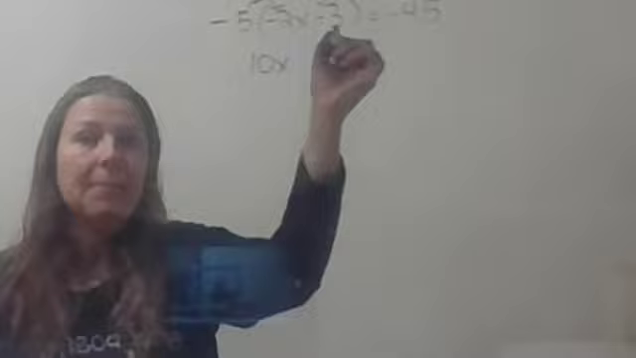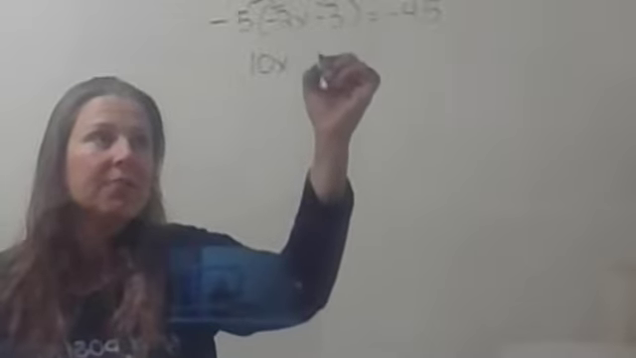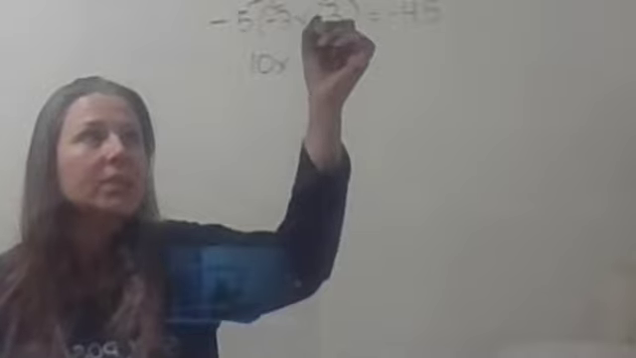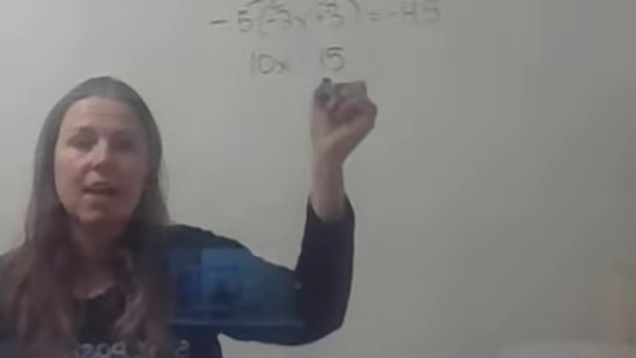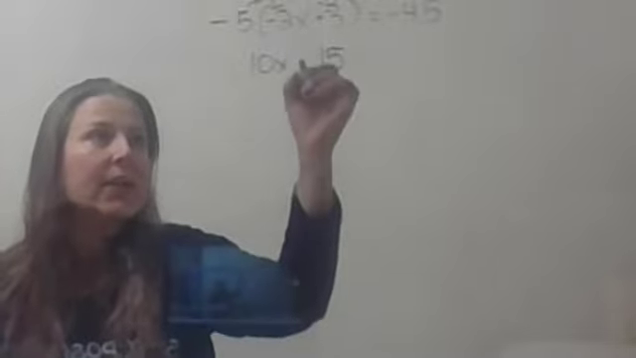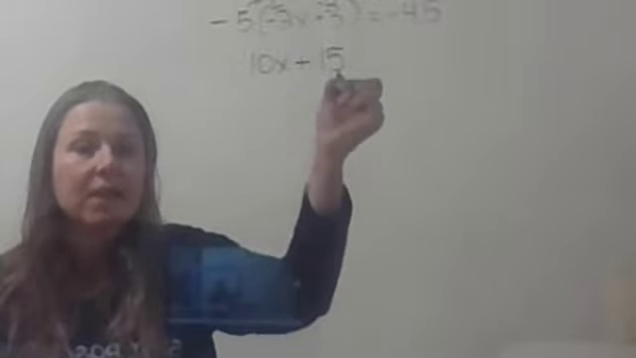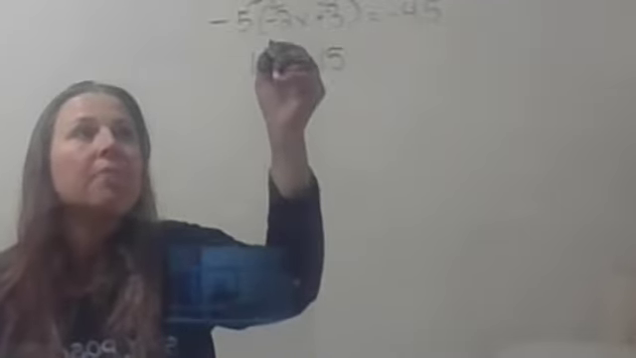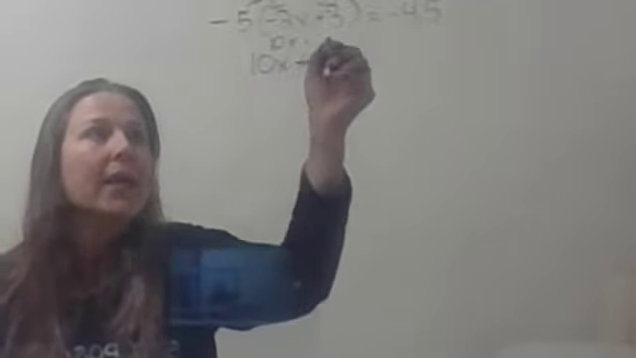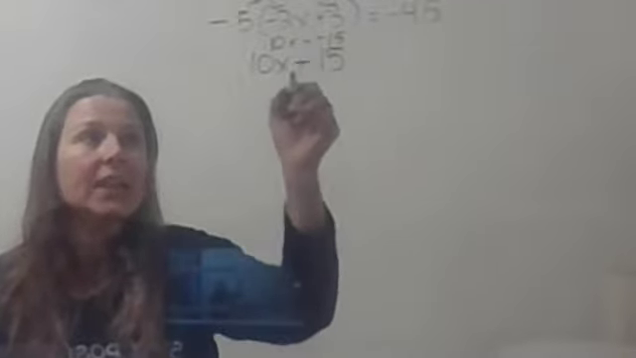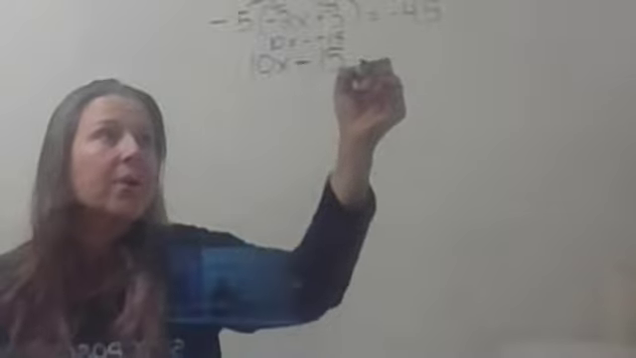-5 minus 3 is positive 15. Now, I like to take the minuses and always make them plus and change the sign behind it. Plus a negative is the same thing as minus. So this is 10x plus 15 because it's a -5 times a -3. If you wrote 10x minus -15, that's right too. Minus a negative is also plus a positive. And that's equal to -45.